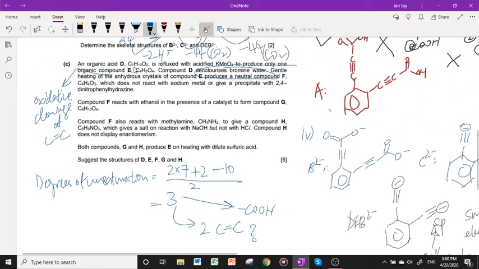So C7, I assume it's linear. I may be wrong, but it's okay. We always should try first. And then at one end is the carboxylic acid, 2, 3, 4. So I would draw it like this.